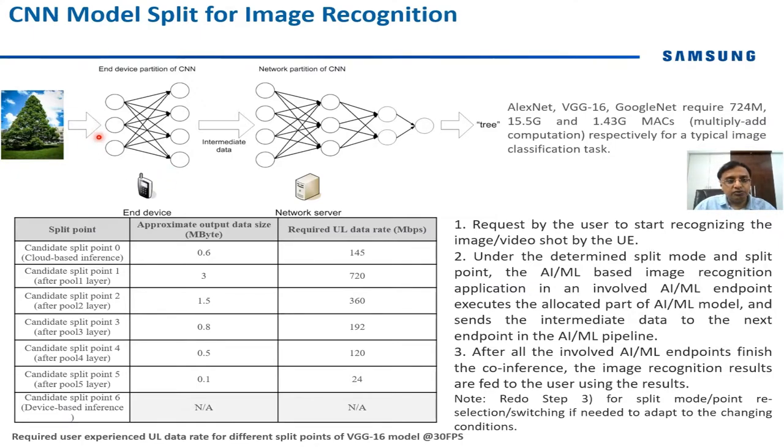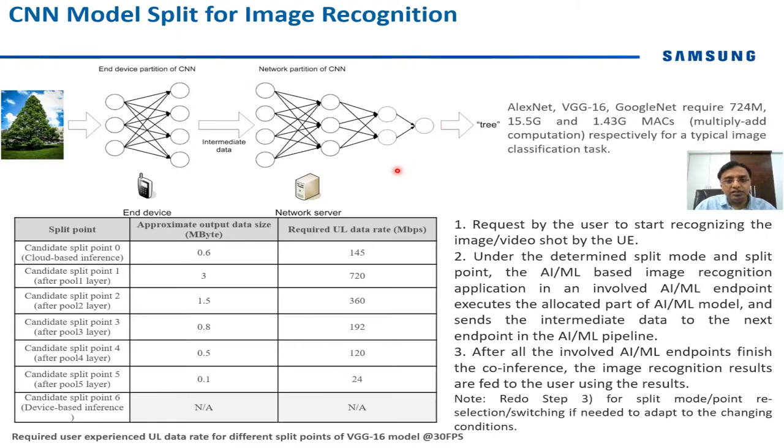Should it be at split mode, I mean at the zeroth layer, basically to say that the entire inference is actually run on the network server, or should it be after layer 1 or layer 2 or layer 3 and so on and so forth. So in this particular example, there are 6 split points. So split point 0 is basically when the cloud-based inference is run. This is the split point 1, this is the split point 2, this is the split point 3, this is the split point 4, 5, and 6. So split point 6 basically means that everything is happening on the device itself. There is no need to do any kind of sharing with the network server.